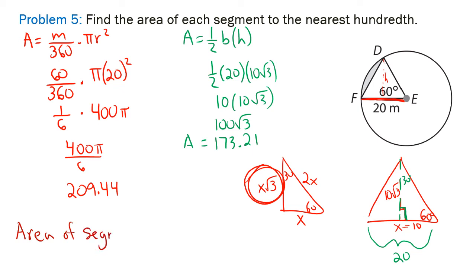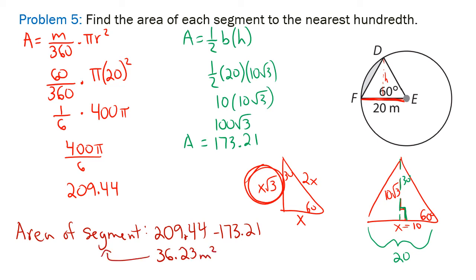Find the area of the segment. It's going to be 209.44 minus 173.21. We will get 36.23 meters squared for our area of the segment.